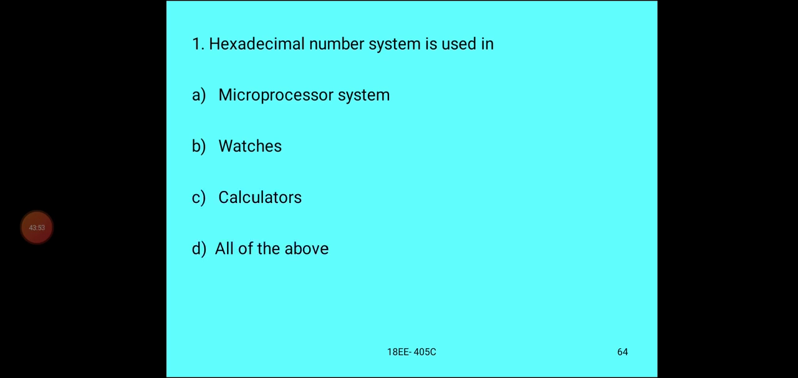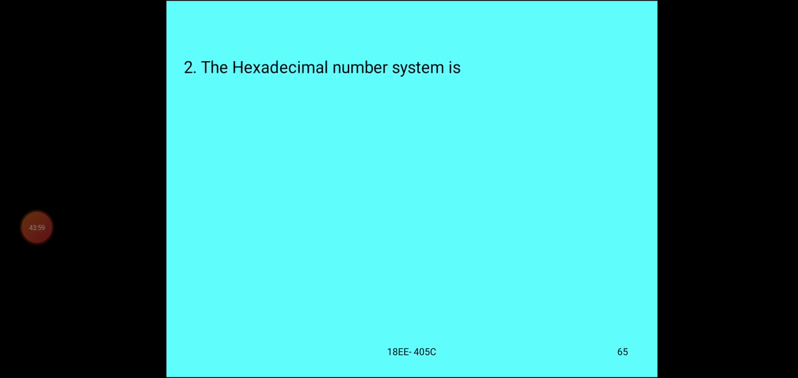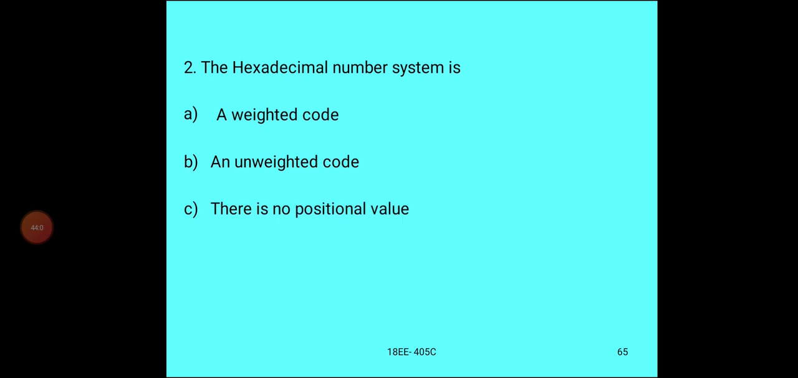Hexadecimal number system is used in microprocessor systems, watches, calculators, all of the above. All of the above is the correct answer. Hexadecimal number system is a weighted code or an unweighted code? There is no positional value, it is weighted and unweighted. Our answer is it is a weighted code.